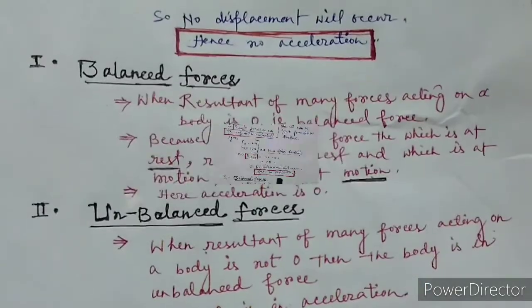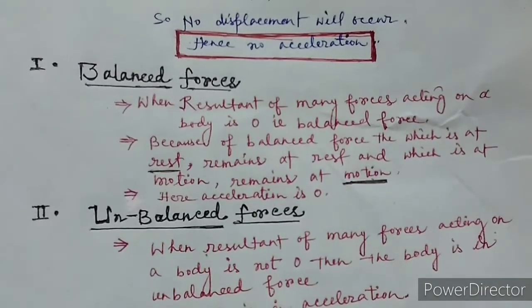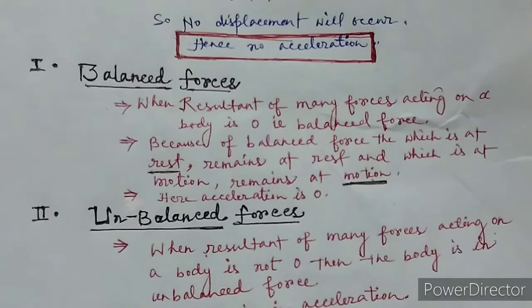Okay. Now let me come to the topic of balanced forces. What is balanced force? So see, when the value of the resultant force is equal to 0, at that time there will be no movement in the body. That means there will be no acceleration in the body. So that force is known as the balanced force.